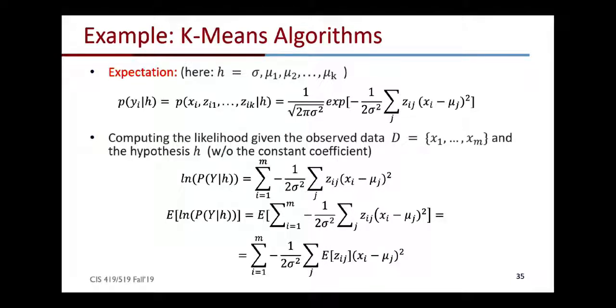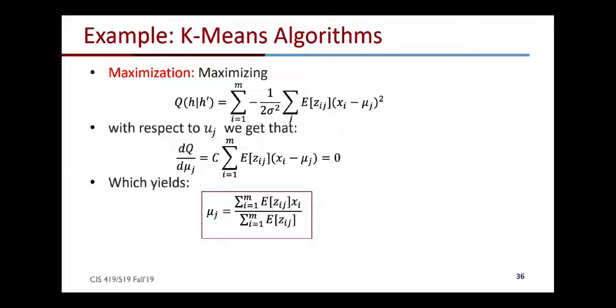The expectation of this is going to be sum over m. I'm pushing the sum over j, Zij times this. And I can push the expectation inside because expectation is linear. So the expectation of the sum is the sum of the expectation. And this guy, we know already what it is. This is basically Pij, as we had in the previous slide.